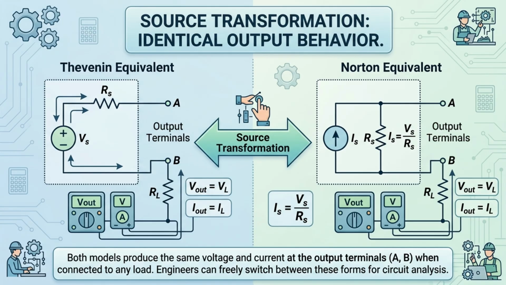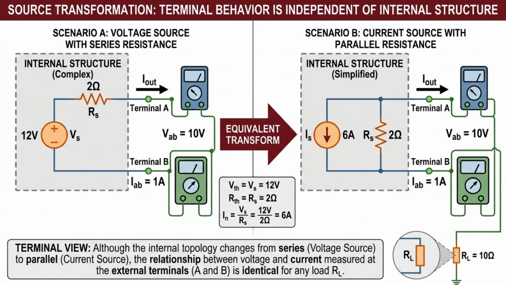These transformations ensure that the voltage and current seen at the output terminals remain identical in both forms. Because of this property, engineers can freely switch between models without affecting circuit behavior or analysis results. Source transformation works because circuit theory is based on terminal behavior rather than internal structure. What matters is how a circuit responds at its external connections, not how components are arranged internally.